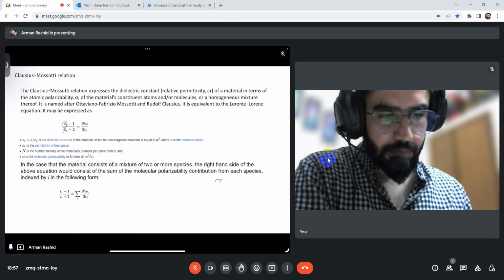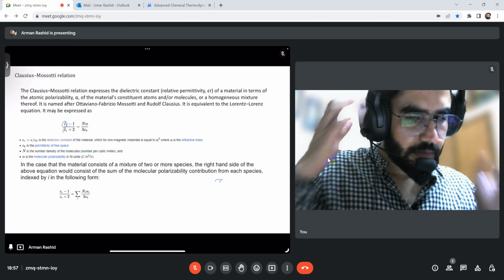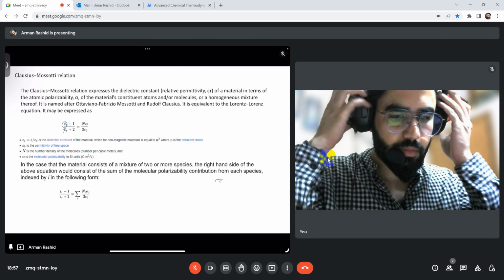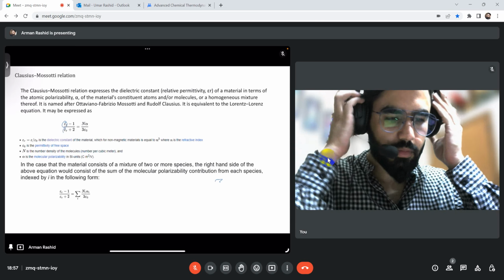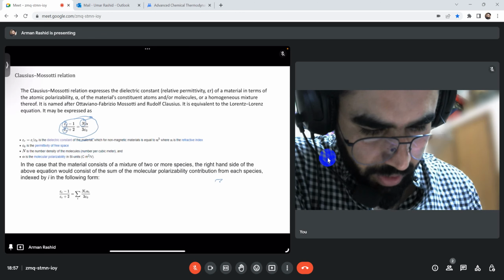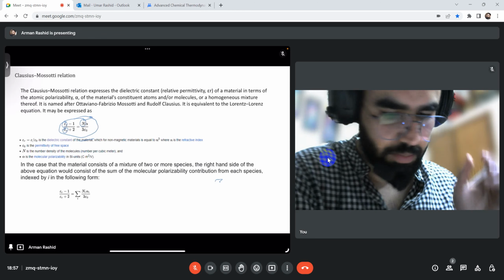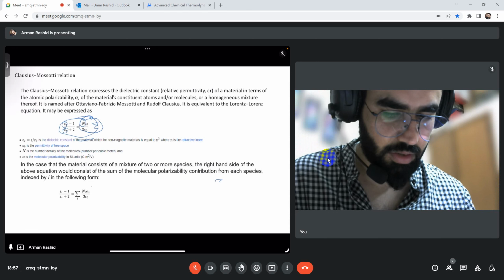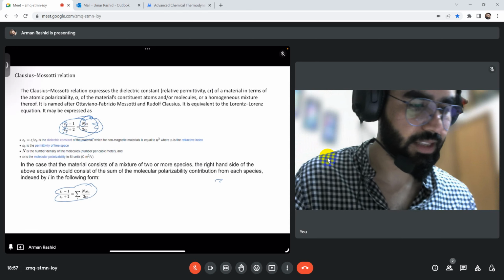This is the Clausius-Mossotti equation, in which epsilon r is the relative permittivity, n is the number of molecules per unit volume of the material, and alpha is called the molecular polarizability. Now, in case the material consists of different species, then we have to add up the molecular polarizabilities of all the species on the right hand side. So this equation is given. This is called the Clausius-Mossotti equation.